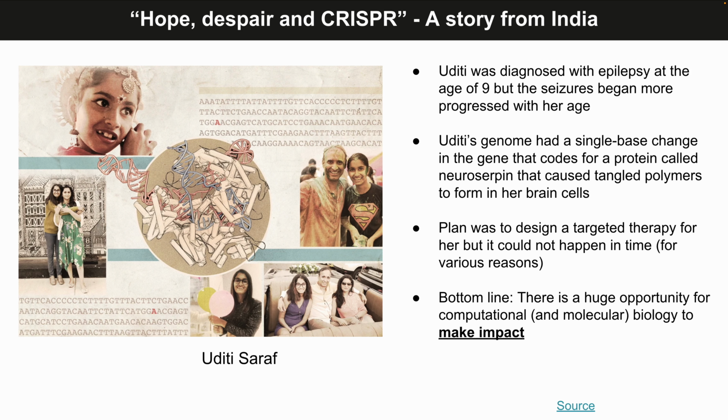There's also a story from India, which I strongly encourage you to read. Unfortunately, while we could solve it in baby KJ's case, we could not solve it in Uditi's case. Uditi was born with a set of mutations. When I'm born with a set of mutations, often I don't show symptoms in the first few years of my life. At 9 years of age, she started to show symptoms of epilepsy because there was a single base change in a gene that codes for a protein called neuroserpin, which causes the polymers in her brain to become tangled.